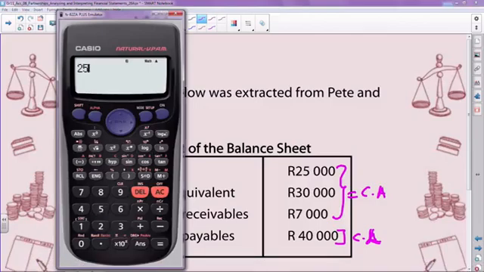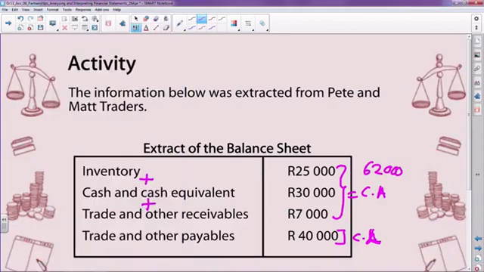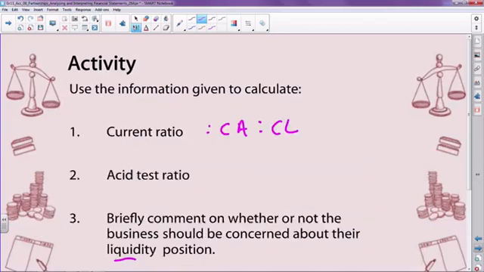Right, so let's get the calculator out and let's calculate our current assets. So we've got 25,000 plus 30,000 plus another 7,000, and my current assets amounts to 62,000. So let's just write that down. Okay, current liabilities. So obviously trade and other payable, there's just one amount, and my current liabilities is an amount of 40,000. So let's take that information through to our answer sheet. Current assets, 62,000, and my current liabilities, an amount of 40,000.